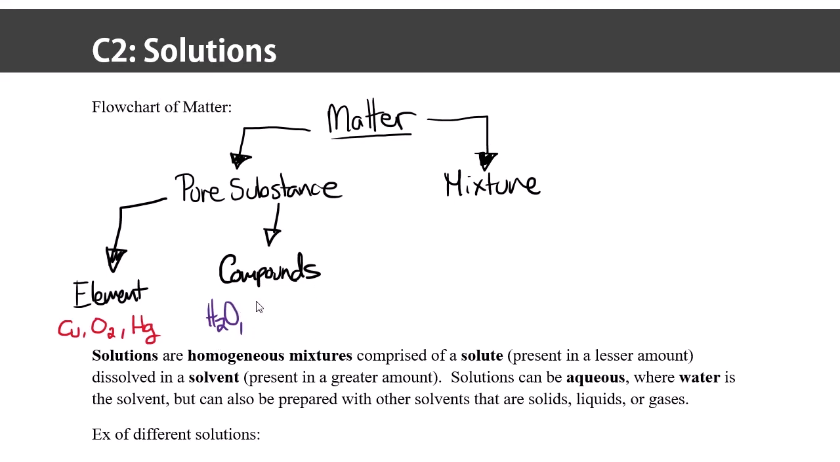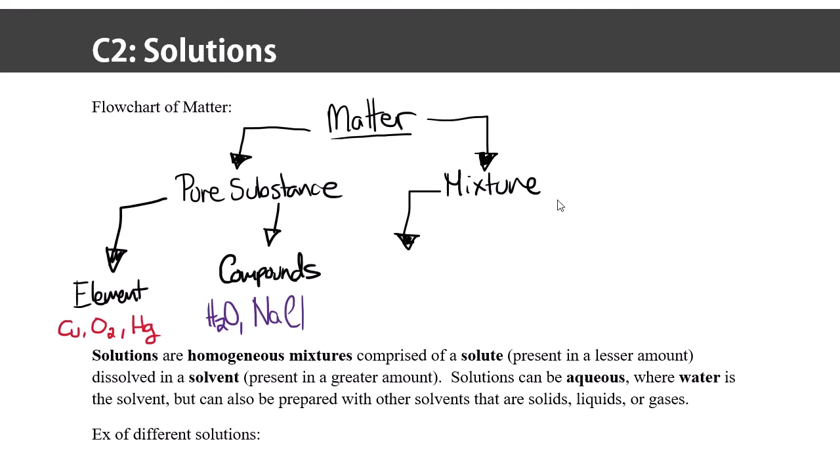Ionic compounds would fit into this category as well. So if I have some sodium chloride, table salt, that would be a pure substance, but it's a compound. So ionic and molecular compounds would fit here. Now on the mixture side, I want to decide whether it's a uniform composition or whether it's not.